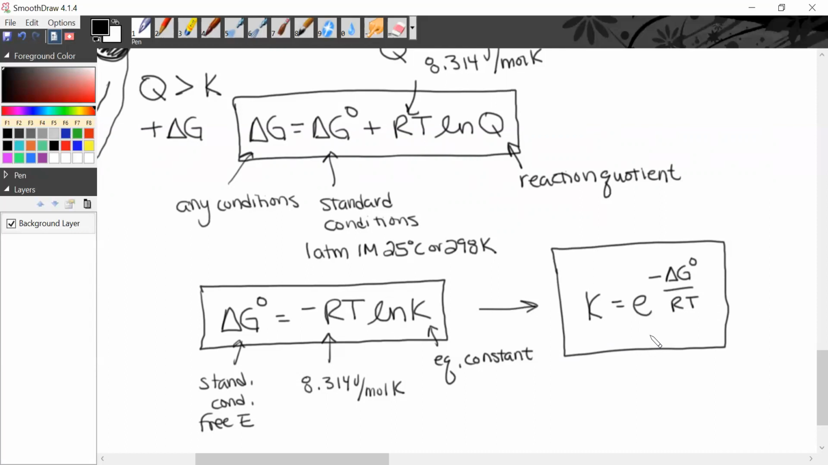All right, let us practice with the chapter 19 exercises again, okay? What's that? It's an e to the negative delta G naught over RT. That e is the anti-natural log button on your calculator. So it's above the natural log. It undoes your natural log.